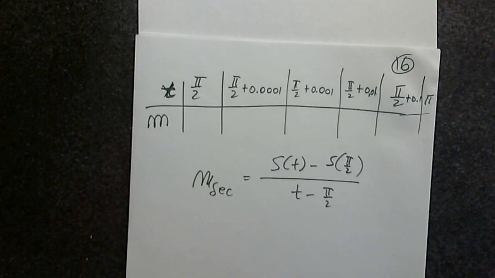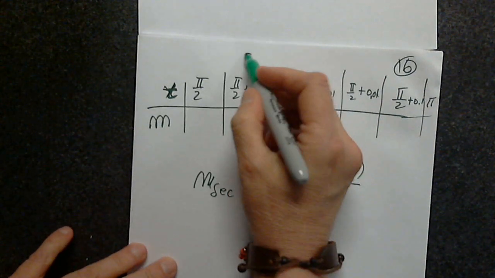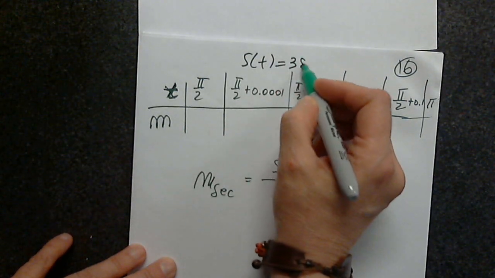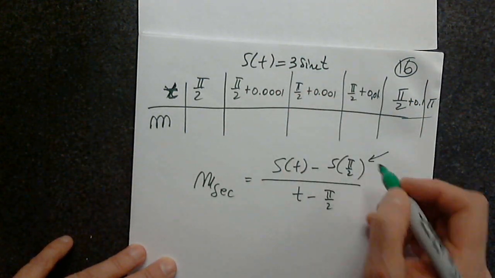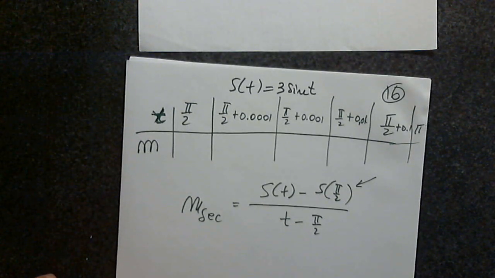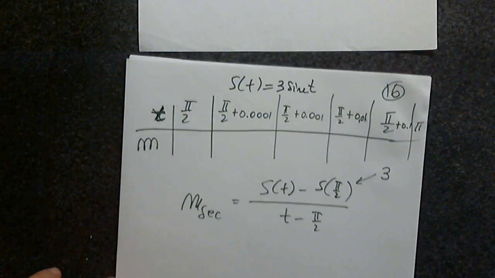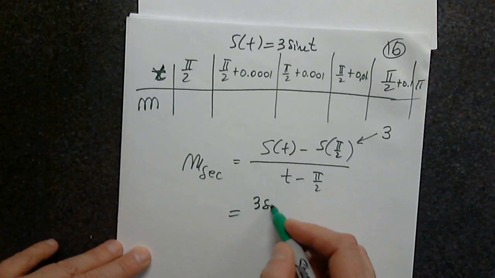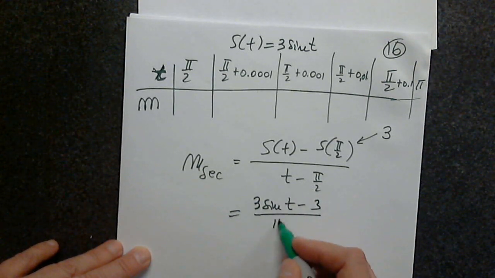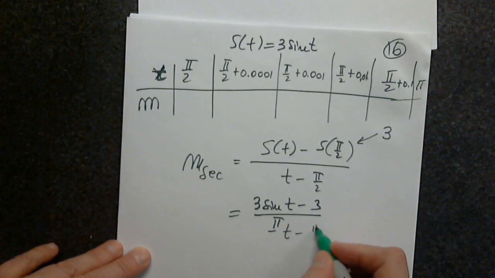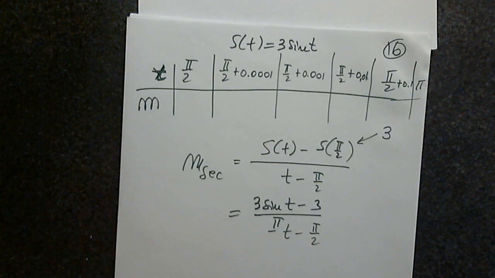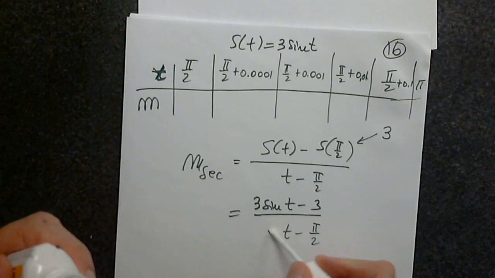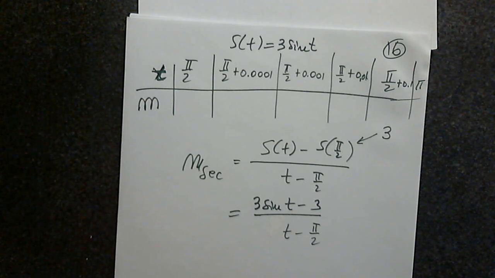And I should have asked you before doing this, how much is s of pi over 2? So the function is s of t equals 3 sine t. How much is this? Yes, this is indeed 3. So then what I'm going to plug in is 3 sine t minus 3 over t minus pi over 2. Parentheses around the top, parentheses around the denominator, please. Always.